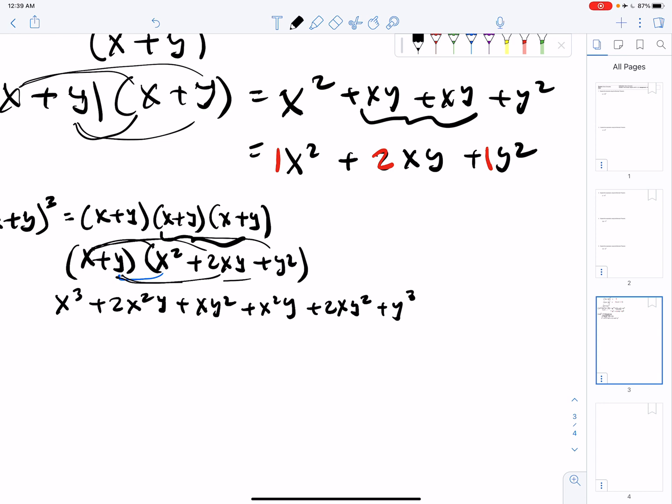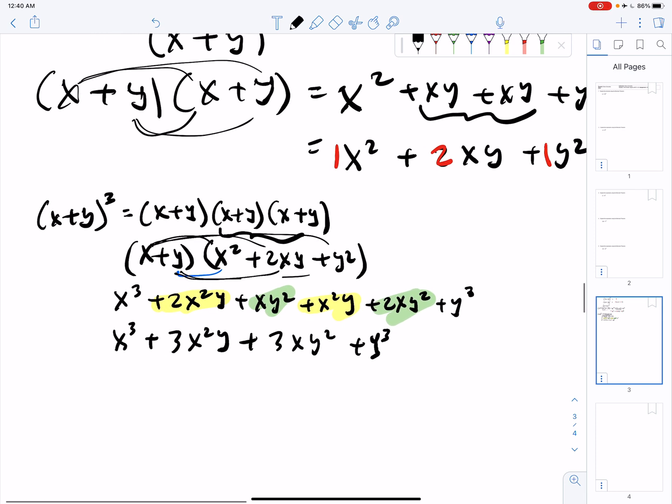Okay, so now, combine like terms. Well, we've got x cubed. Where do you see x squared y's? I see two of them there, and one right there. So that's going to give us plus 3x squared y. And then moving right along, how about xy squareds? We've got xy squared, and then we've got 2xy squared. So that, of course, makes plus 3xy squared. And then finally, I've got a plus y cubed. And that is the result of expanding x plus y cubed.